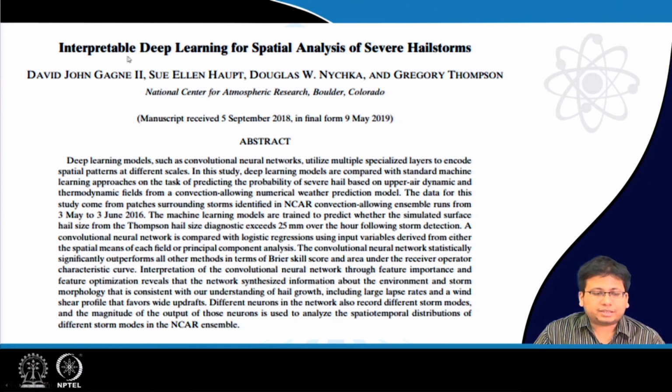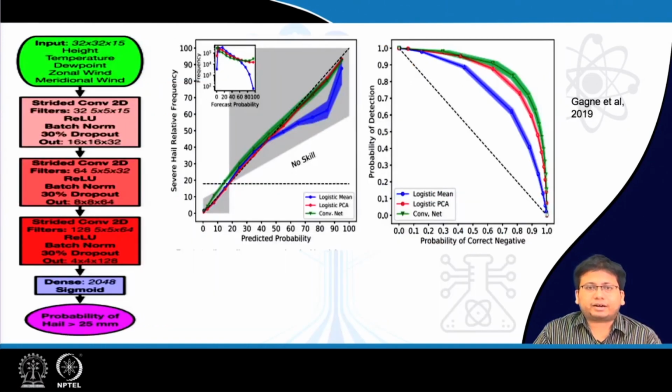In this paper, what they have tried to do is estimate the probability of severe hailstorms. Suppose a thunderstorm is going to take place, they are calculating the probability that hailstorms will occur. The inputs are the geopotential height, temperature, dew point, zonal wind, meridional wind, etc. All these are inputs to the neural network. Based on that, the neural network estimates the probability that there is going to be a hailstorm.